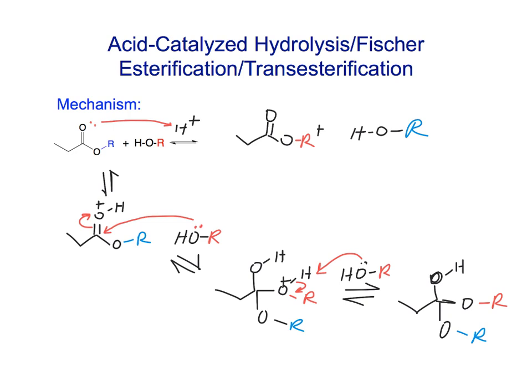So what happens if we protonate on the O with the red? That just goes backwards, right? This is all in equilibrium. What if we protonate on the OH? We get a water molecule. What can we do from there?